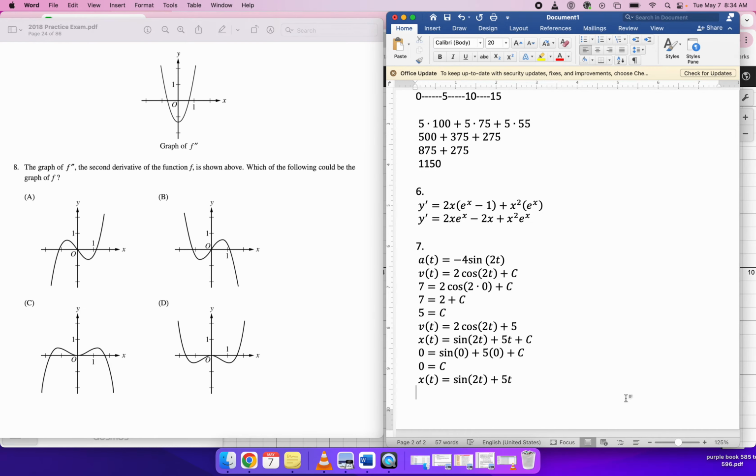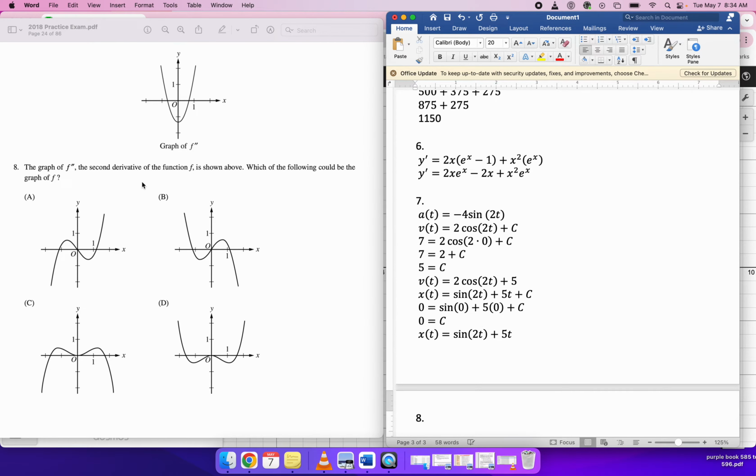Number 8. The graph of f double prime, the second derivative of f, is shown above. Which of the following could be the graph of f? Well, f double prime, one of the things it does is it gives you information about concavity. When f double prime is positive, the original graph will be concave up. When f double prime is negative, the original graph will be concave down. So right away, I know that the correct graph has to be concave up on the sides here, like on the left and on the right, because f double prime is positive there, and concave down in the middle. So which graph has that property?